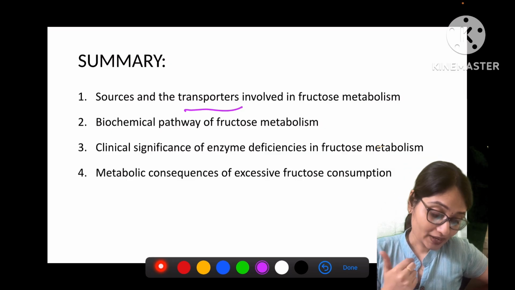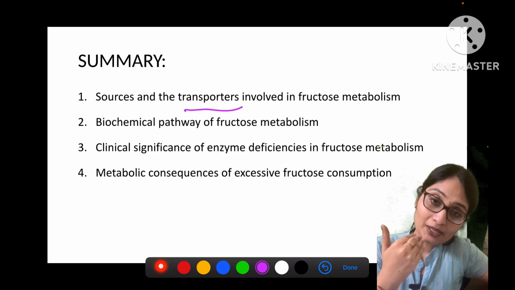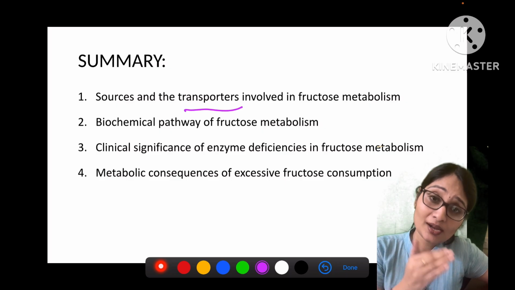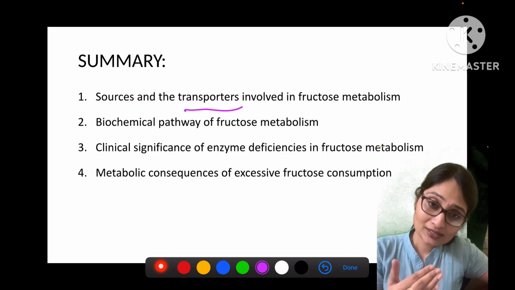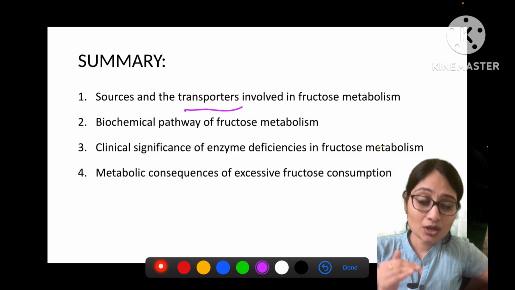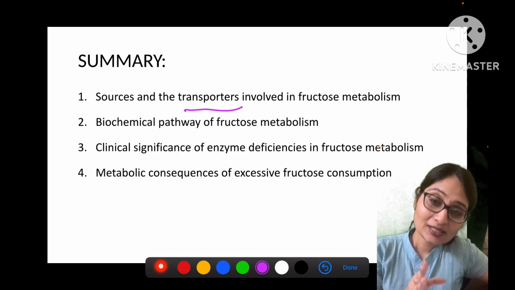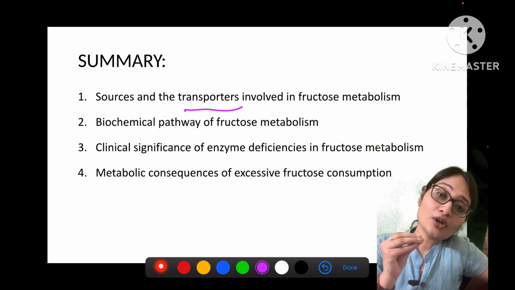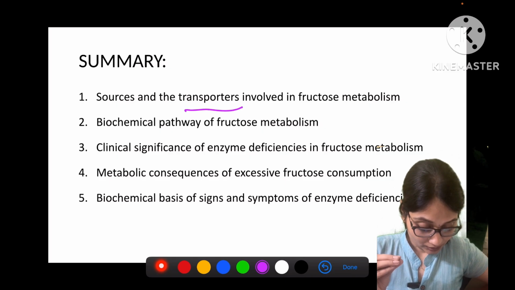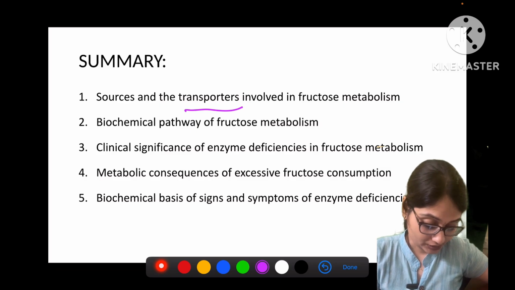Metabolic consequences of excessive fructose consumption. If you take in excessive fructose, what happens? You end up producing more pyruvate, and from pyruvate we get acetyl CoA. Acetyl CoA is a substrate for fatty acids, so we get more fatty acids, and from glyceraldehyde we get glycerol. Glycerol plus fatty acid gives you triacylglycerols or triglycerides, and these triglycerides are known to cause fatty liver. And the biochemical basis of signs and symptoms of enzyme deficiencies, of course we already discussed right now.